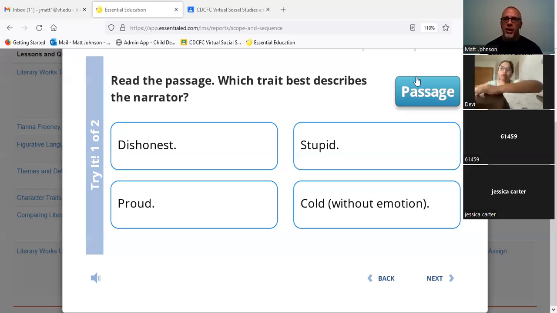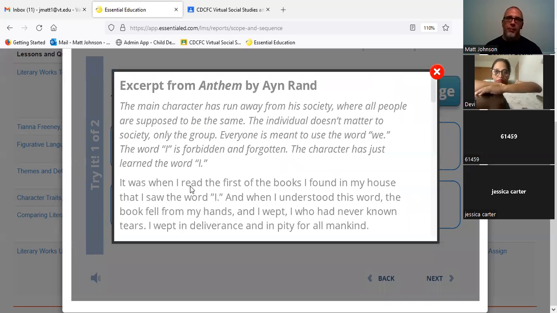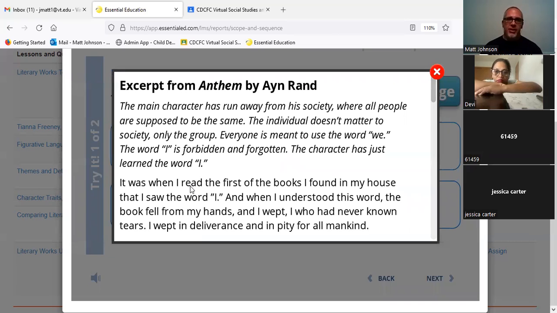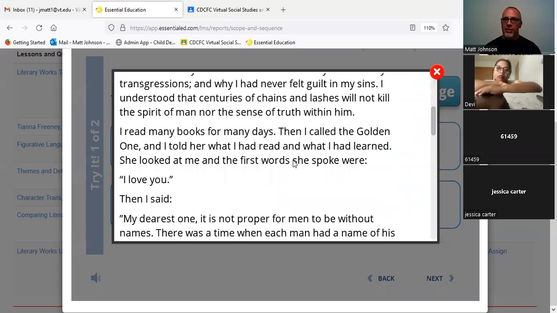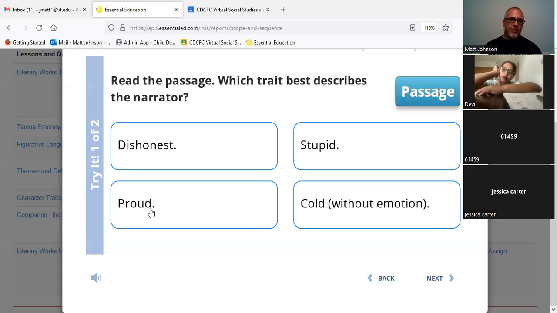I also want to mention here, when we talk about point of view and narrative and voice or person, this is written in the first person, right? The narrator is the one who is in the action. They are explaining his action. So of course we see the pronoun I being first person. So yes, he is proud.